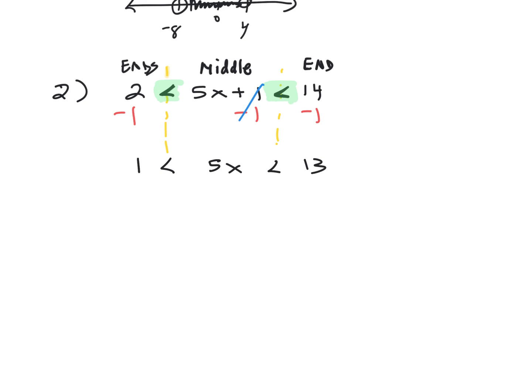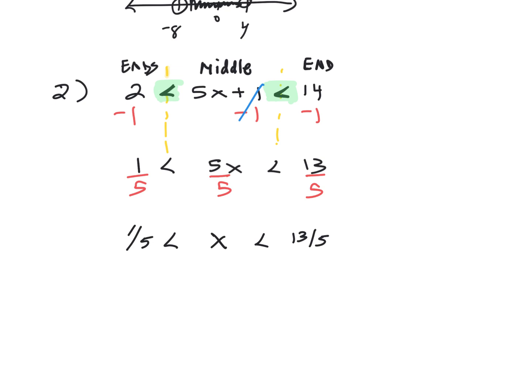Then we're going to divide by 5 in the middle. So we have to divide by 5 on both ends. So that leaves us 1/5, because 5 doesn't go into 1 evenly. And 5 goes into 13. That doesn't go in evenly, so we'll leave it as 13/5. So that's how you solve a one that's in the middle.